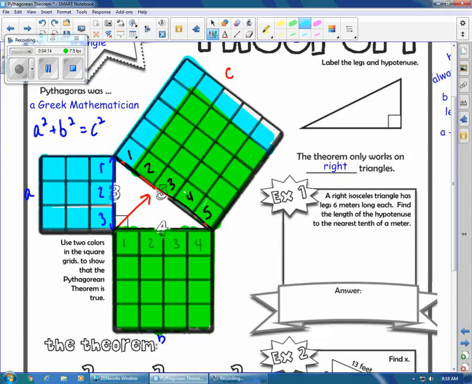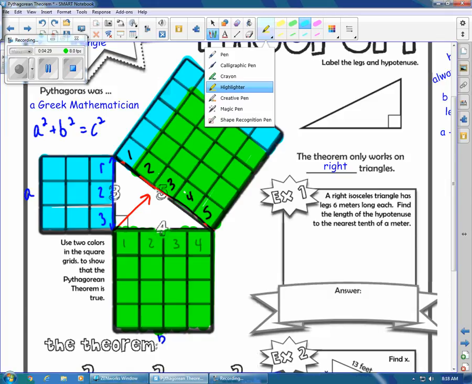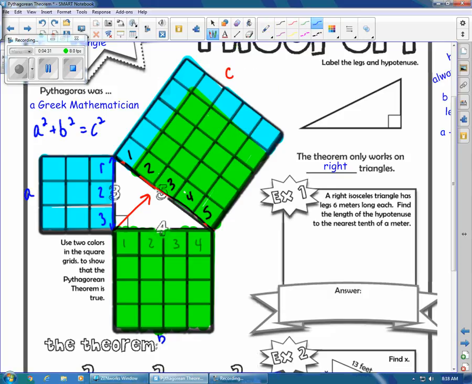So Pythagoras was right. The length of my A side, which is 3 squared, is 9. This is 9. This is 16. This is 25. 9 plus 16 does equal 25, and you can see it there in green and blue.